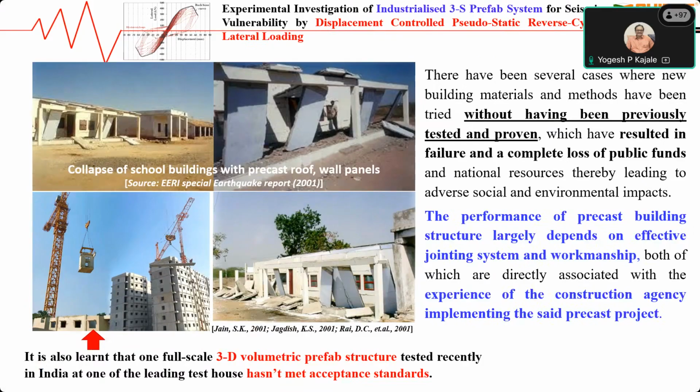Almost 5,000 primary school buildings were constructed using precast wall panels, slabs, columns and beams as well. All these structures were ground story structures, and almost 75% of these primary school buildings were damaged, and almost 25% collapsed during the Bhuj earthquake.